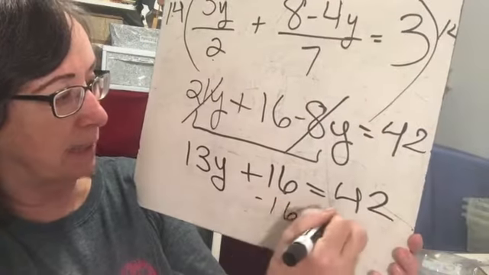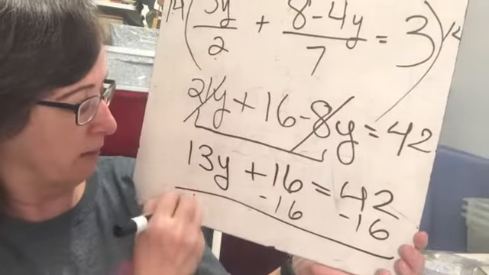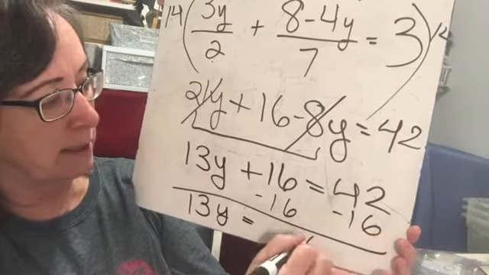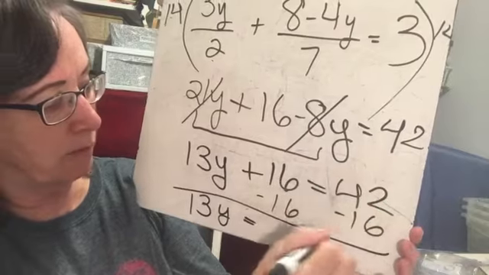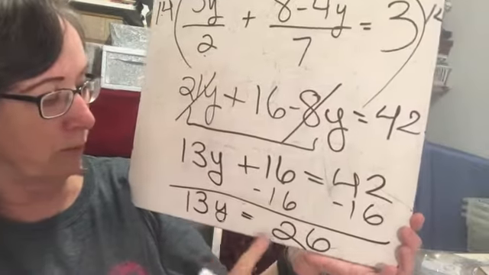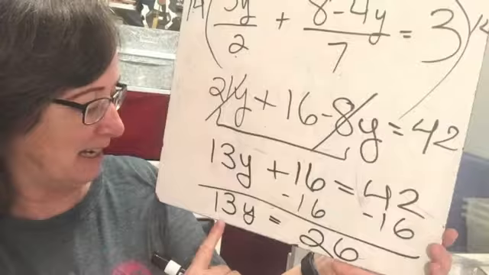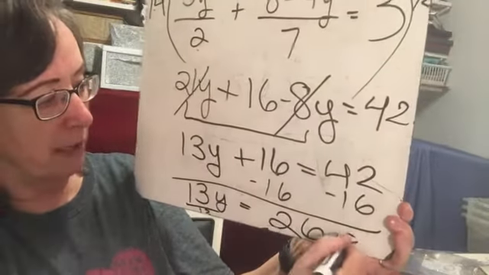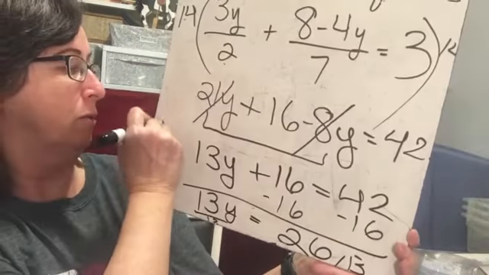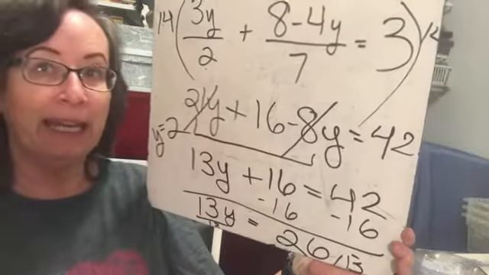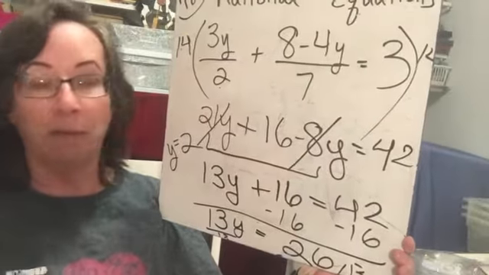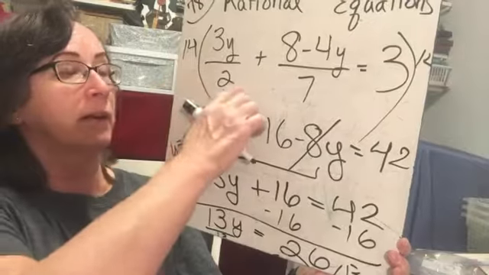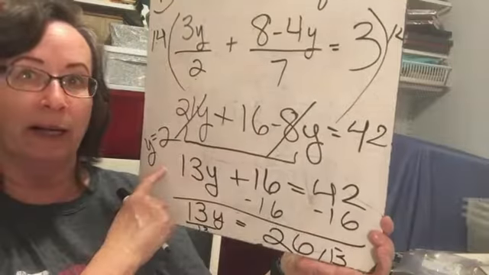So minus 16 minus 16, 13y equals, and I subtract and get a 6. 3 minus 1 is 2. Ooh, 26 is twice 13. So divide by 13, I'm out of room. Divide by 13 on this side, and y is 2. Now, at any point in time, I should be able to go back into my problem, into the original, and see that 2 is really the solution.